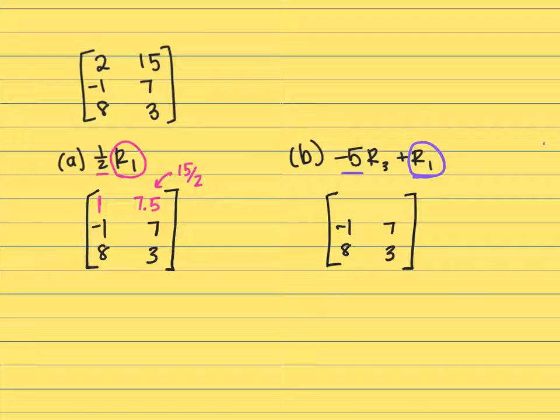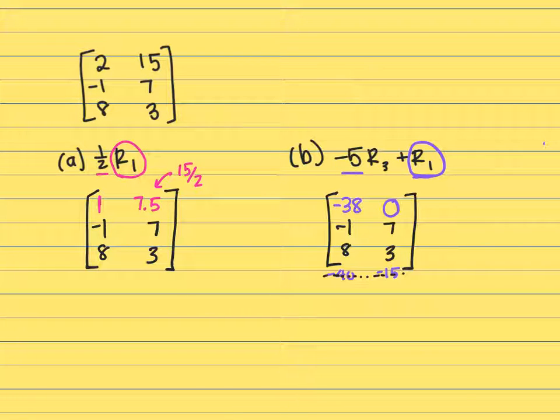So now to get those top 3 spots, we're going to do -5 times row 3. So in this case, that would be -40. And then I'm going to add it to row 1. So -40 plus 2 is -38. Same for the second spot. So -5 times row 3, so -5 times 3 is -15. Add it to 15. Those cancel out, and we get 0. So we don't actually have to write this in the end. That was just my work to help me get there.